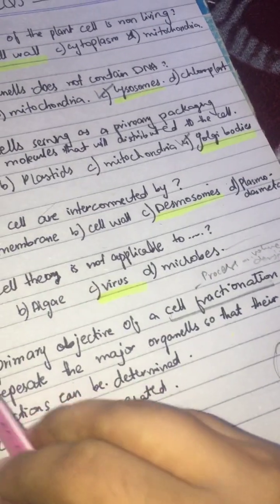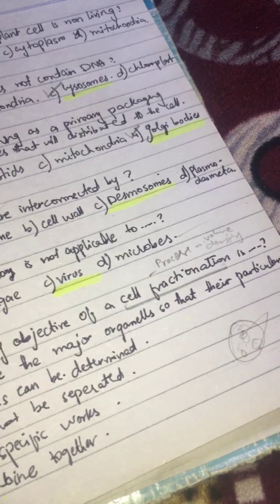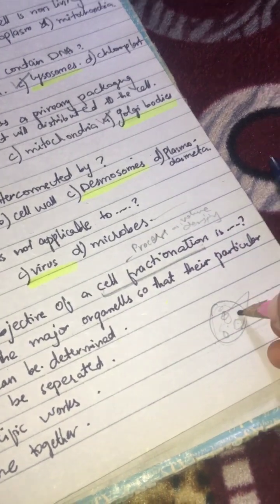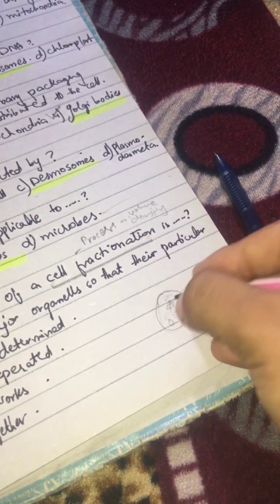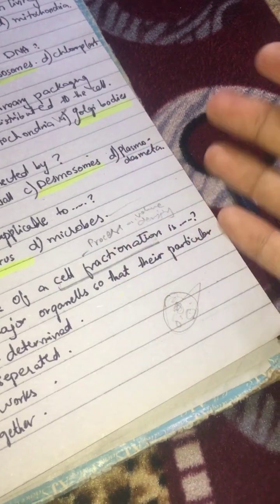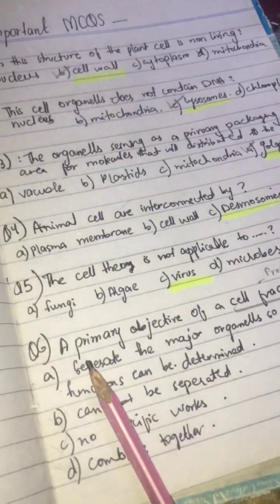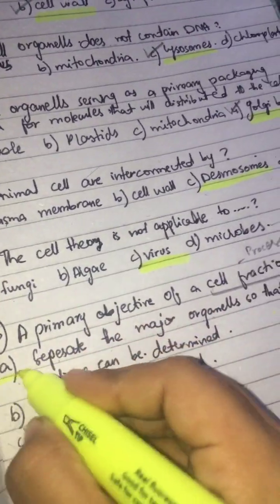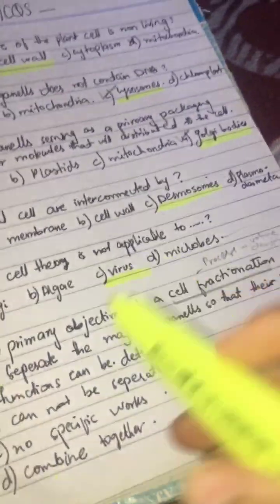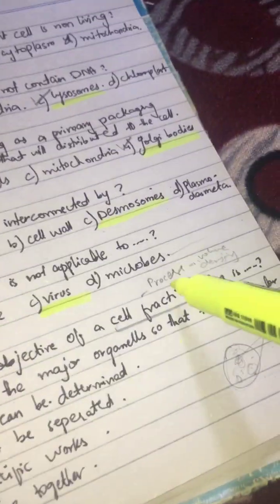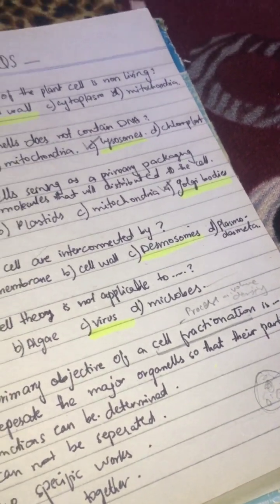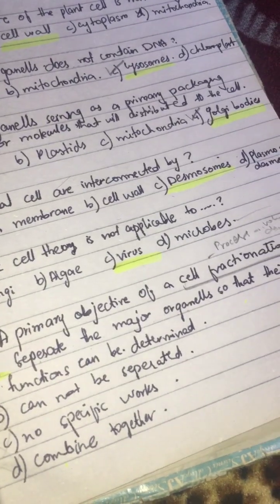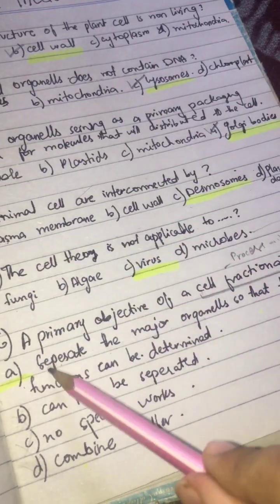So the right option is to separate the major organelles, like mitochondria and vacuole, which are different things. If they are different, they each have their own function, so they are separated from each other to do their own work. That's the reason the first one is right. Let me mark it here. The primary objective of cell fractionation is a process where volume, density, and size are noticed, and on that basis they are divided to do their particular functions. That's why option A is right.